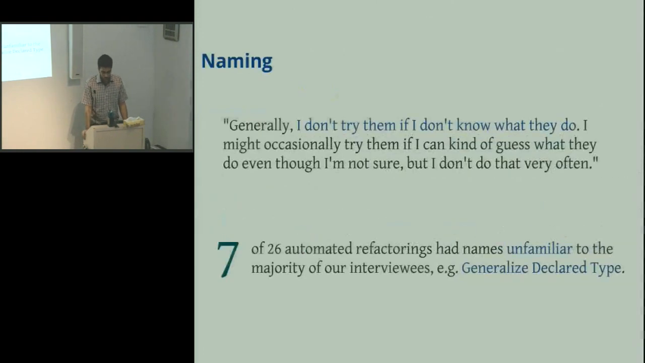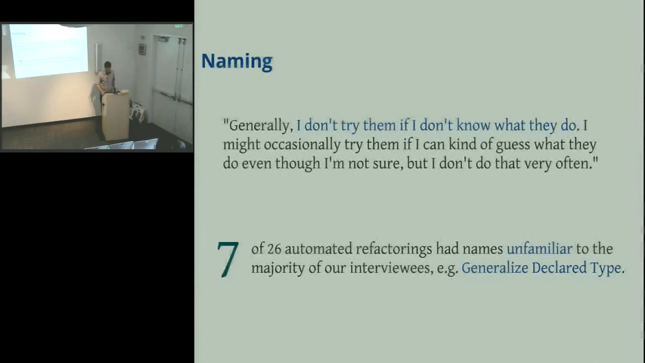The third reason is naming. Something as simple as a bad name could deter programmers from even trying out the tool. Here's a quote from a programmer who says, generally I don't try them if I don't know what they do. We identified that 7 of 26 automated refactorings had names unfamiliar to the majority of our interviewees. An example is Generalize Declared Type. Names are just too technical and hard to guess their function based on them.